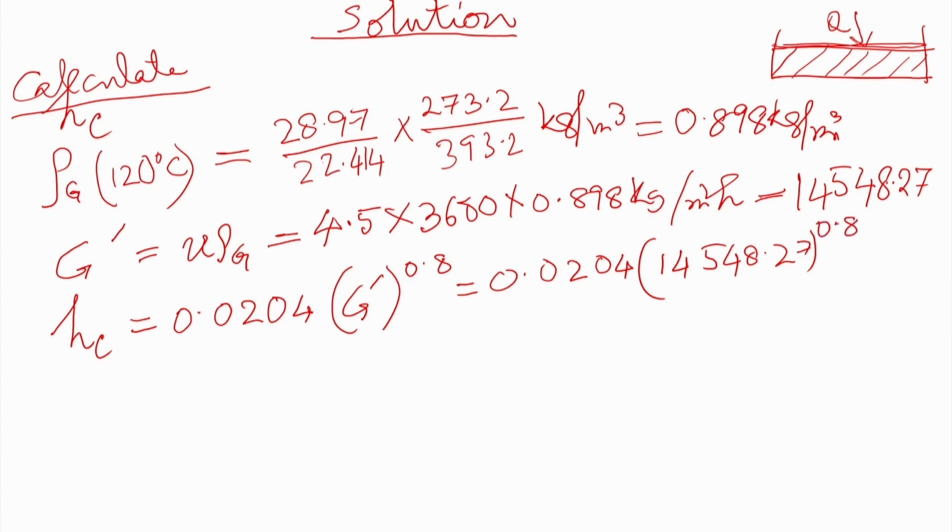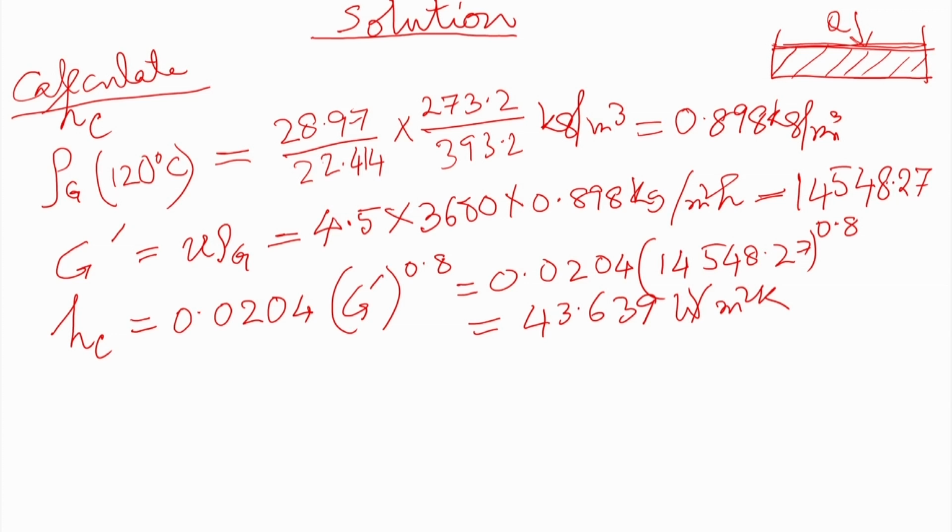It is coming out to be 43.639 watt per meter square Kelvin. Now, we see this temperature of the solid in the constant drying rate period. We can say this one is at the adiabatic saturation temperature.